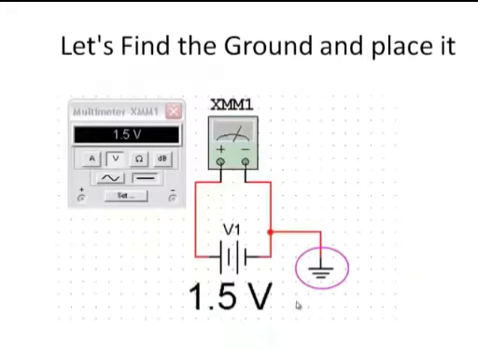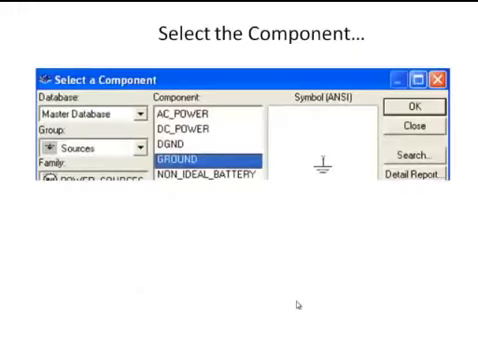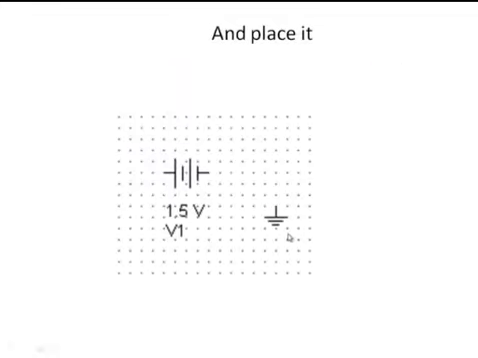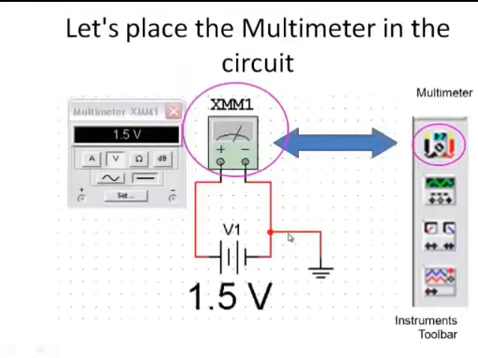So now let's find the ground and place it. So we'll select the component. This is our earth ground. This is not a digital ground. We're not dealing with any digital components in this lab exercise, so I do not need this digital ground in this circuit. We'll place it, and now we need the multimeter.